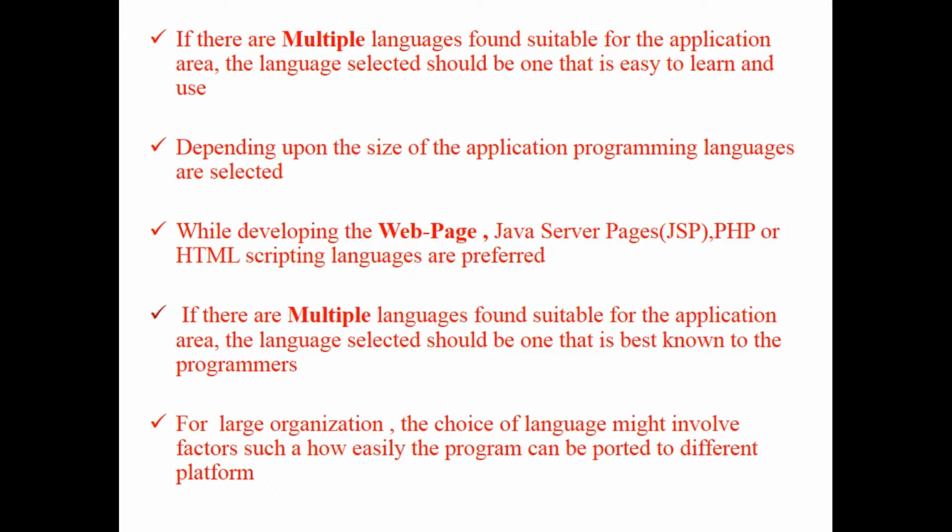If there are multiple languages found suitable for the application areas, the language selected should be the one that is best known to the programmers, for you. Like, you are going to code a program for some problem XYZ, and you have the code present in C language, C++ language, and in Java also, but you are very familiar with C language, then go for writing the code in the C language, don't go for C++ and Java. For a large organization, the choice of language might involve factors such as how easily the program can be ported to different platforms. Okay, this is the basics about the programming language.